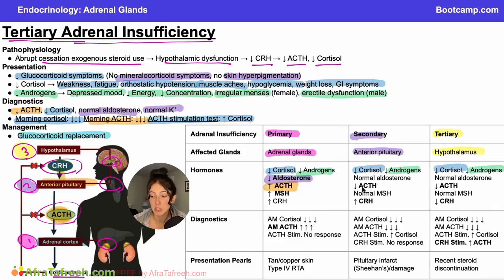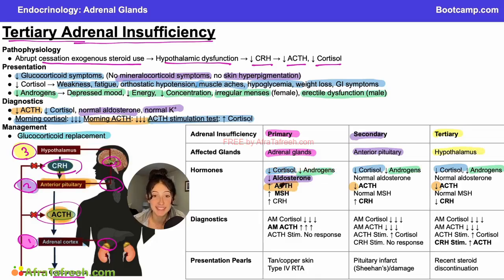However, in secondary and tertiary adrenal insufficiency, ACTH will actually be decreased because we either have a problem with the pituitary in secondary where it's not making ACTH, or we have a problem with the hypothalamus in tertiary where we have no CRH to stimulate the anterior pituitary to do its job and make ACTH.